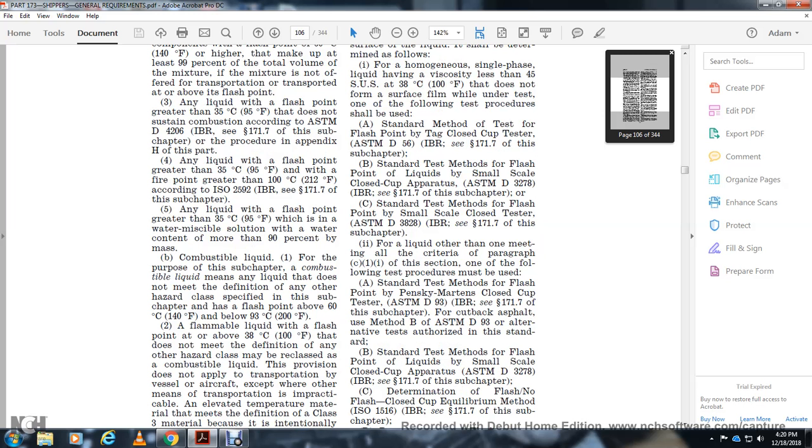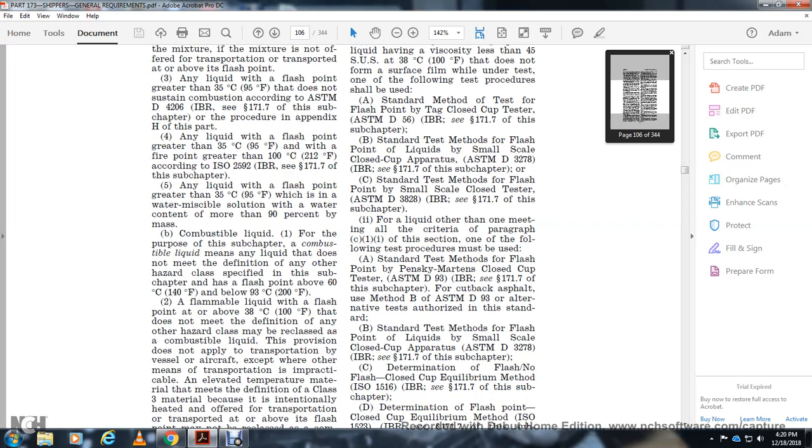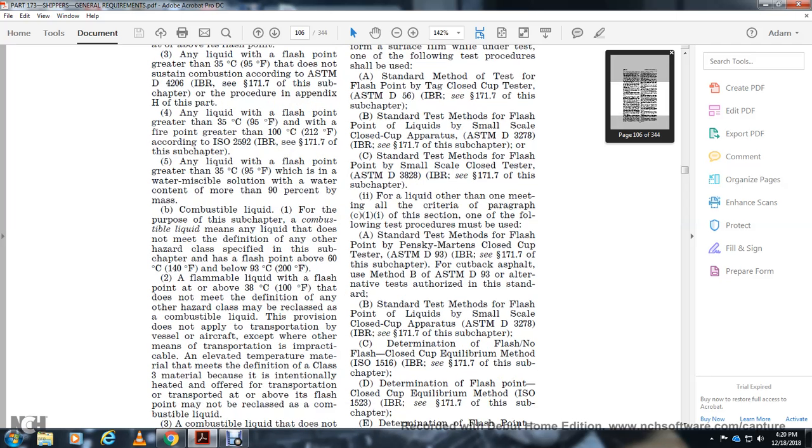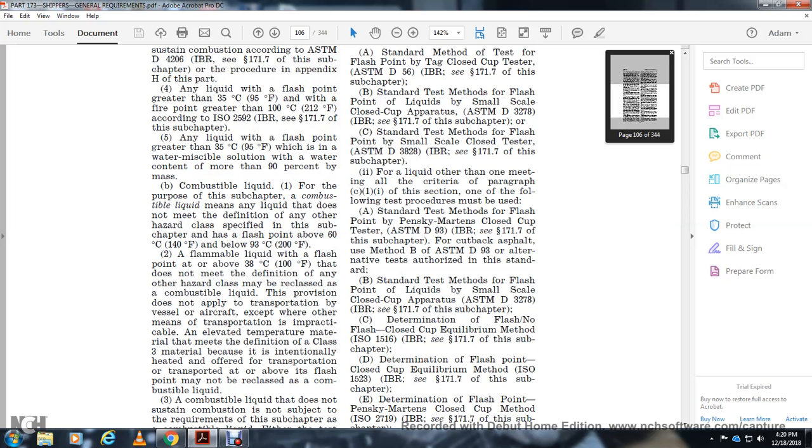Combustible liquid. For the purpose of this subchapter, a combustible liquid means a liquid that does not meet the definition of any other hazard class specified in this subchapter and has a flash point above 140 degrees and below 200 degrees Fahrenheit. A flammable liquid with a flash point above 100 degrees Fahrenheit that does not meet the definition of any other hazard class may be reclassified as a combustible liquid. This is not allowed for transportation by vessel or aircraft, except where other means of transport are impractical. A material that meets the definition of a Class 3 material because it is intentionally heated and offered for transportation or transported at or above its flash point may not be reclassed as a combustible liquid.